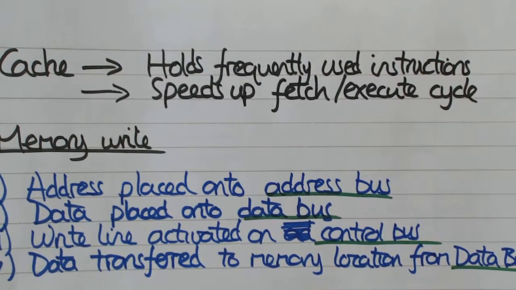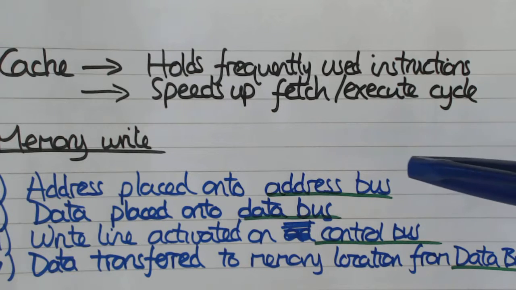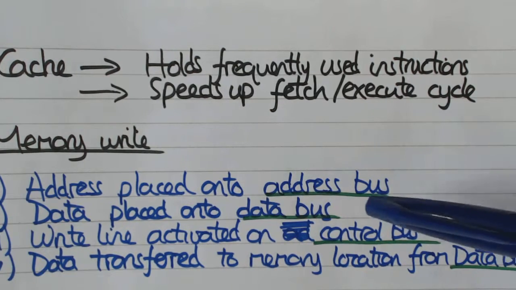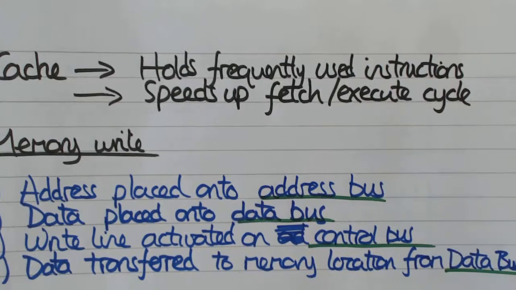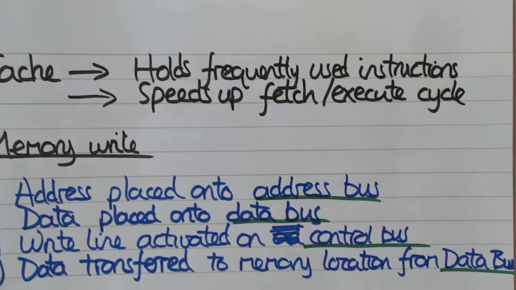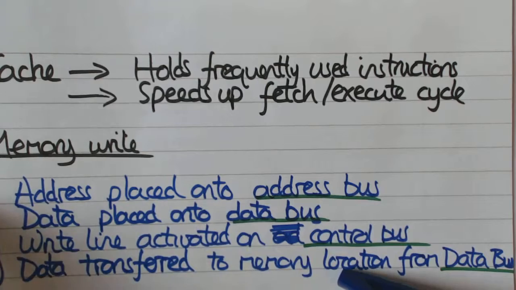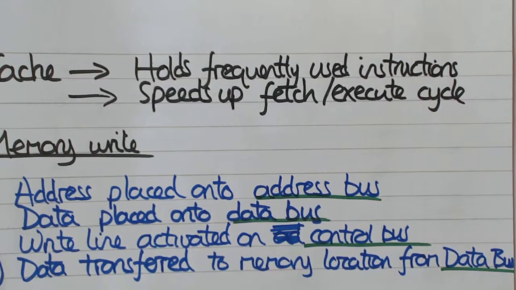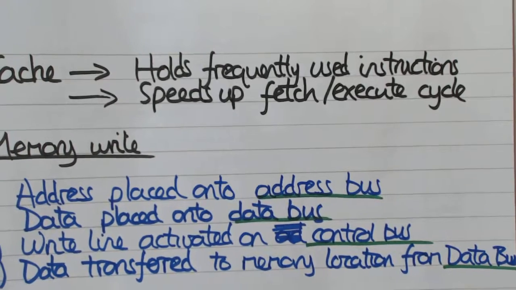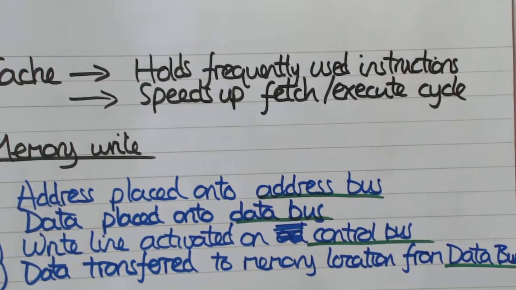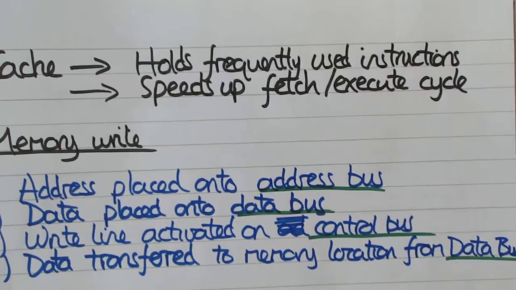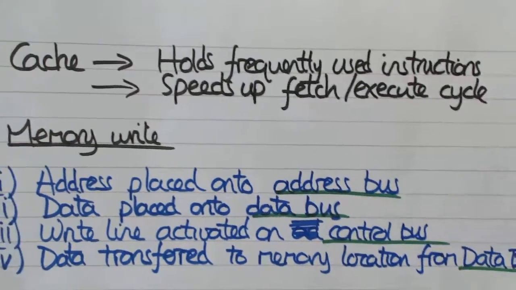Okay, but that's the 4 stages. Set the address on the address bus, put the data on the data bus, tell the control bus we're going to be writing, so we activate the write line, and then the data scoots from the CPU via the data bus to the memory location that you're pointing at. Okay, so that's your memory write. Your memory read and your fetch execute are something you want to know off by heart, because one of them will probably appear.